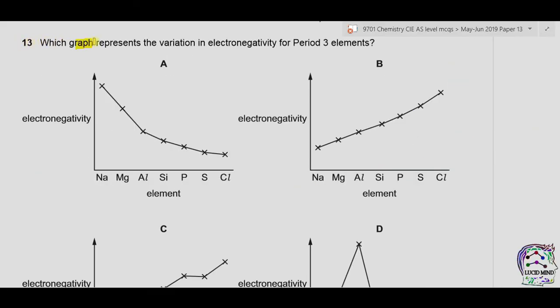Question 13. Which graph represents the variation in electronegativity for period 3 elements? Now you should remember that electronegativity is always directly proportional to atomic number or number of protons, and it is always inversely proportional to the size of atom. So as atomic number increases, the electronegativity increases.